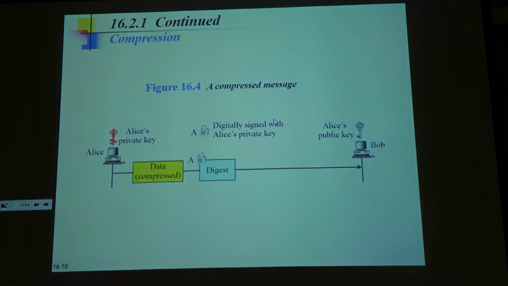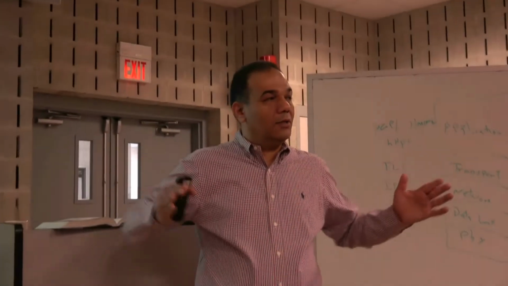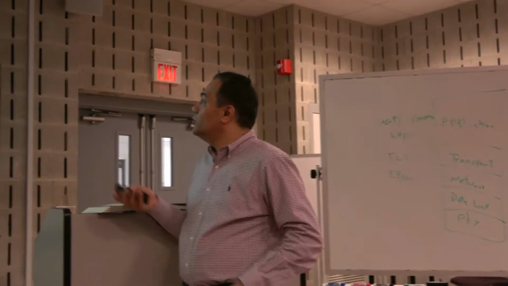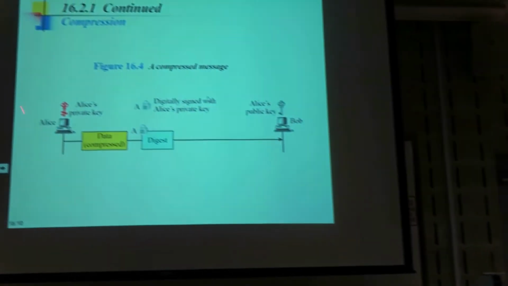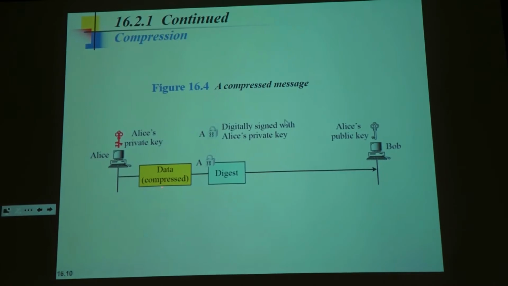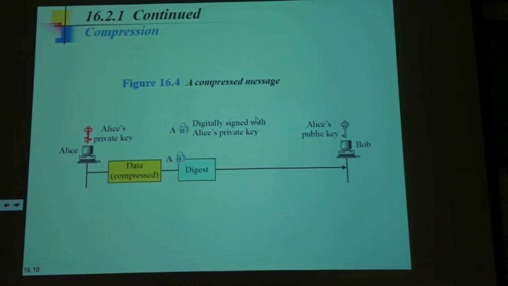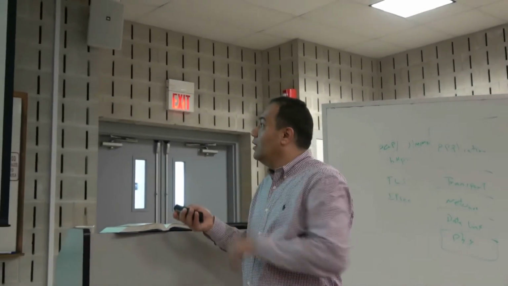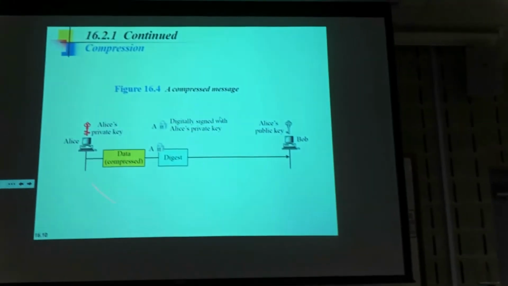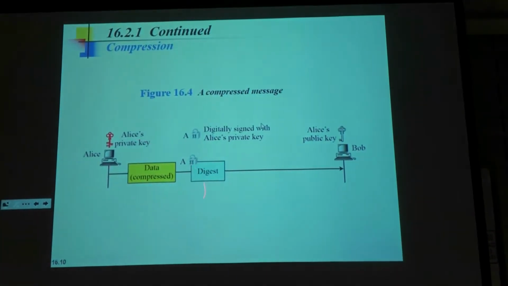Then you could have compression, because when you compress the data it will change completely, right? So you have the data here, you compress it. Then you generate a digest, not from the data itself, but from the compressed data. So it's an extra level of security because the data transmitted on the wire is not regular data. It's compressed data, so it looks completely different, right? And then we digitally sign this with Alice's private key.